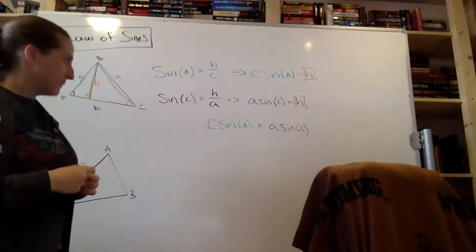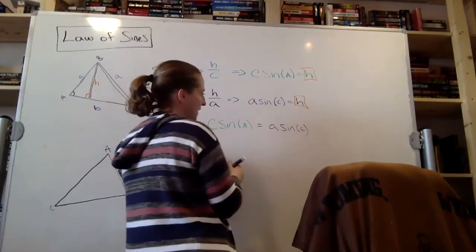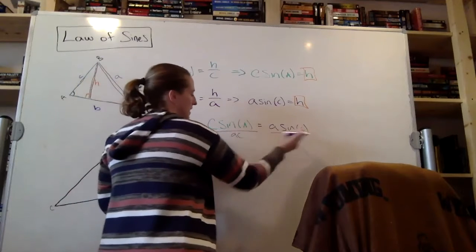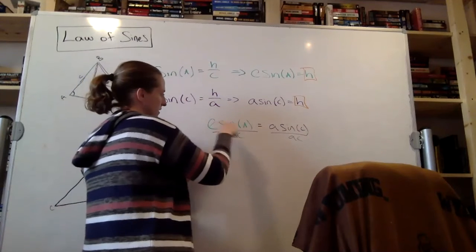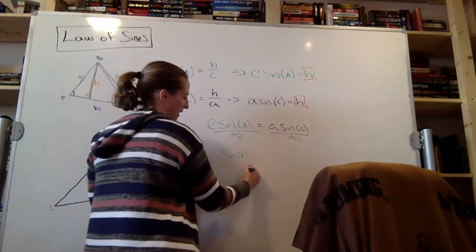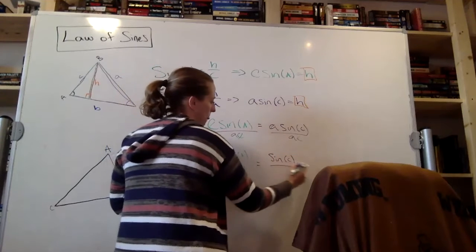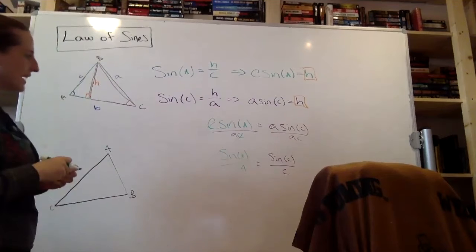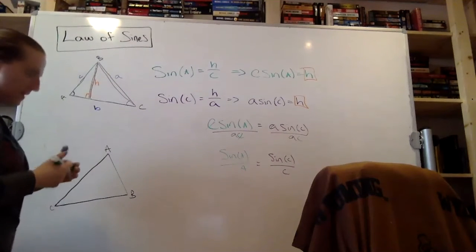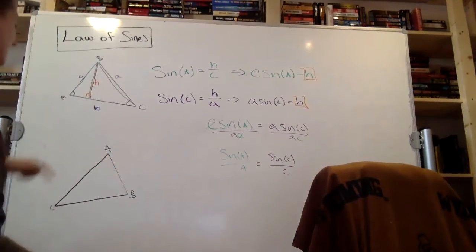All right, well, that's interesting, right? A little bit of moving stuff around. In other words, if I divide both sides of this equation by A, and at the same time divide both sides of this equation by C, what does that give me? Well, C over C cancels, and on this side, I'm going to be left with sine of A over A. Over here, my A's cancel, and I'll be left with sine of C over C. So we have this nice ratio that says sine of A over A is equal to sine of C over C. That's pretty cool.